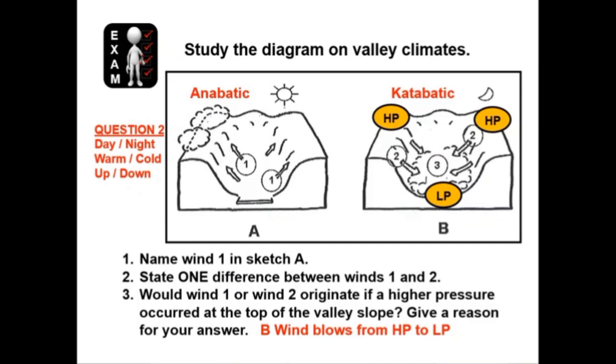Would wind one or two originate if a higher pressure occurs at the top of the valley slope, and give a reason? Wind blows from a higher pressure to a low pressure. So wind blows from a high pressure to a low pressure.